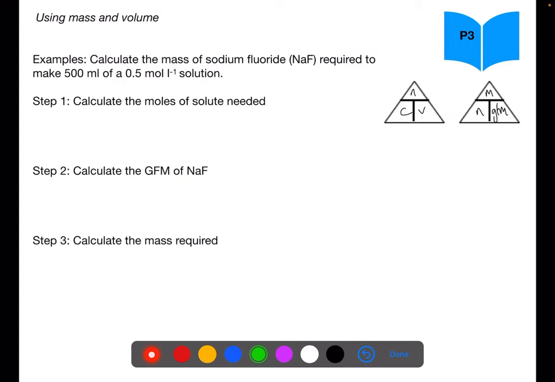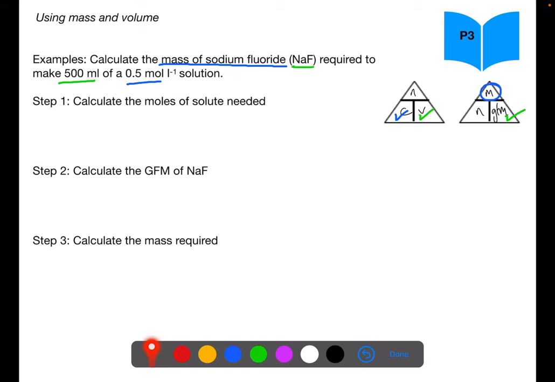Using these two equations together, we can calculate what mass of solute would be required to make certain solutions. In this first example, we are trying to calculate the mass of sodium fluoride, which is required to make 500 mL of a 0.5 mole per litre solution. So we have concentration and we have volume from the left hand side. We know we want to calculate mass. We have the formula, so we can work out gram formula mass.